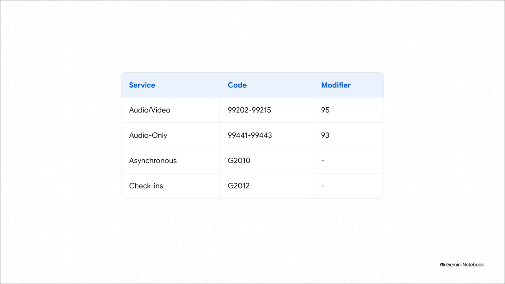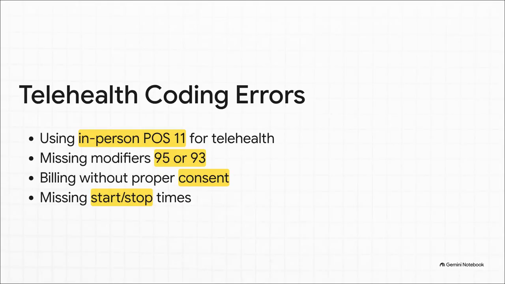The video fails, right? If you switch to an audio-only telephone call, you shift entirely to codes 99441 through 99443, and you use modifier 93. We also have separate codes for asynchronous store and forward image reviews, like a patient sending a photo of a rash, and brief 5 to 10 minute virtual check-ins using G2012. But of course, with new technology comes new compliance traps, and I want you to actively avoid these. The biggest red flag?